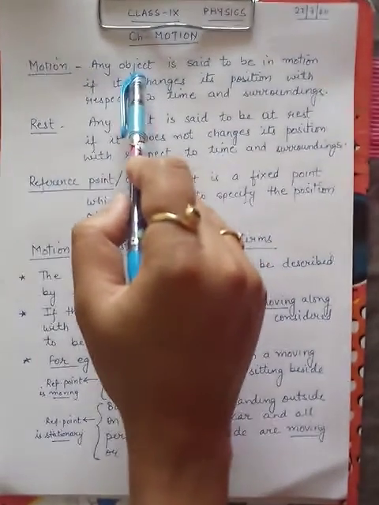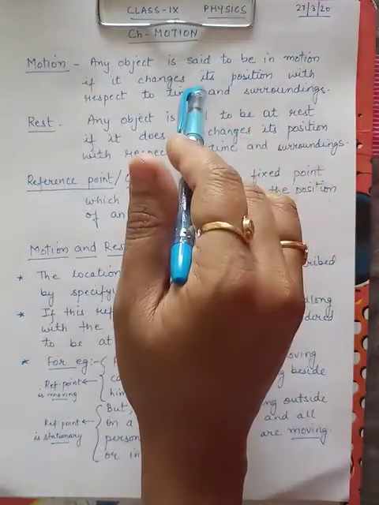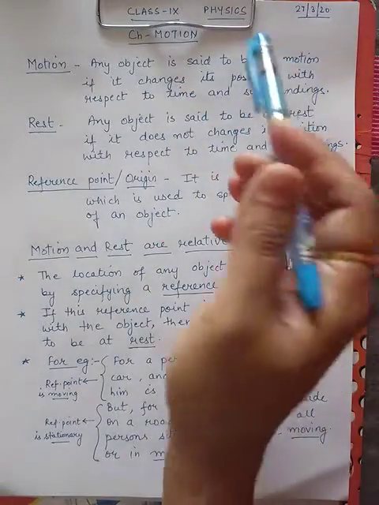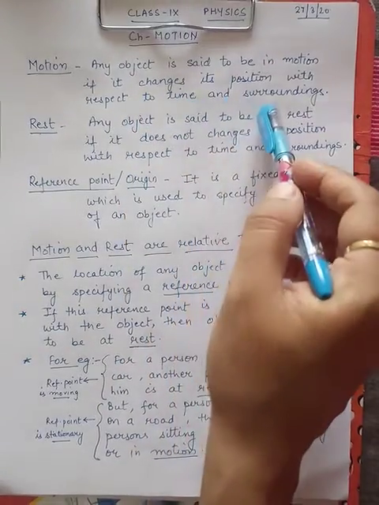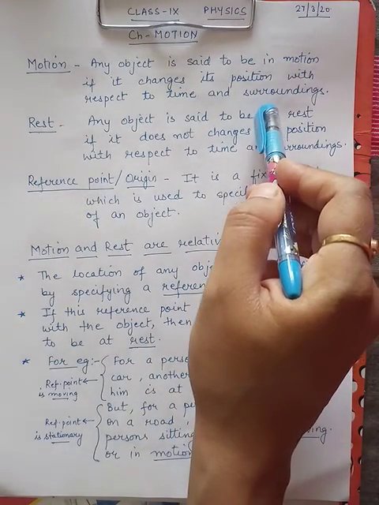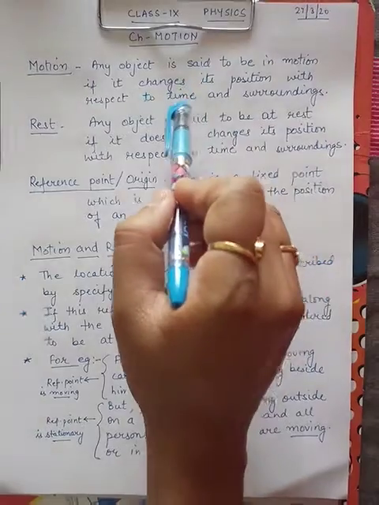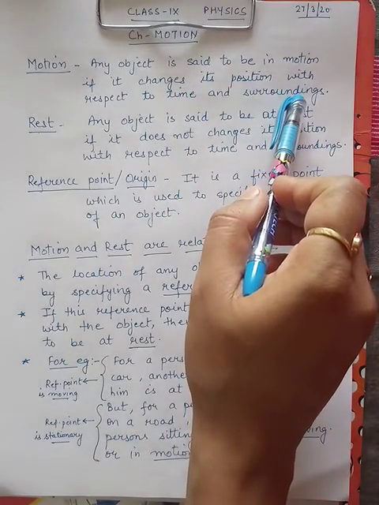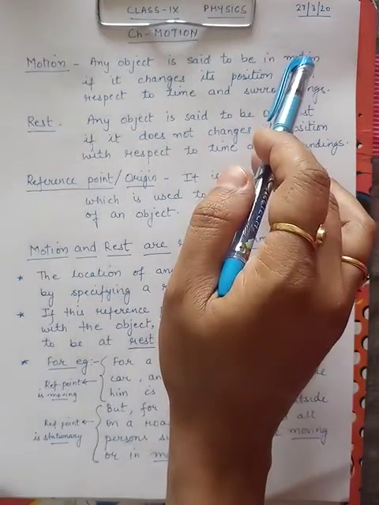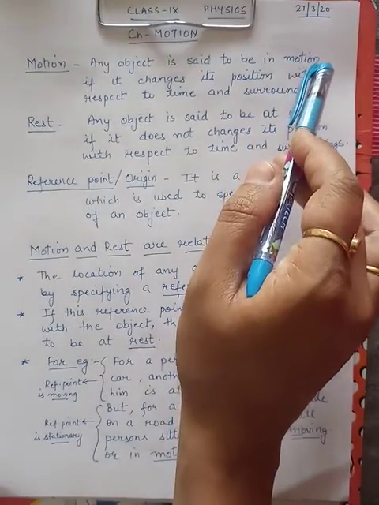This term can be defined as I have written here: any object is said to be in motion if it changes its position with respect to time and surroundings. Now what does it mean, with respect to time and surroundings specifically? Any object which is changing its position.